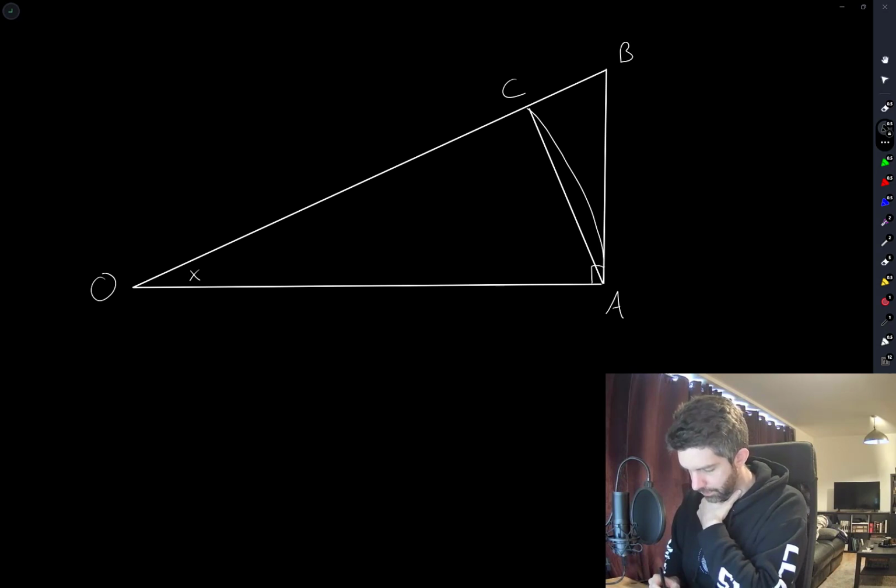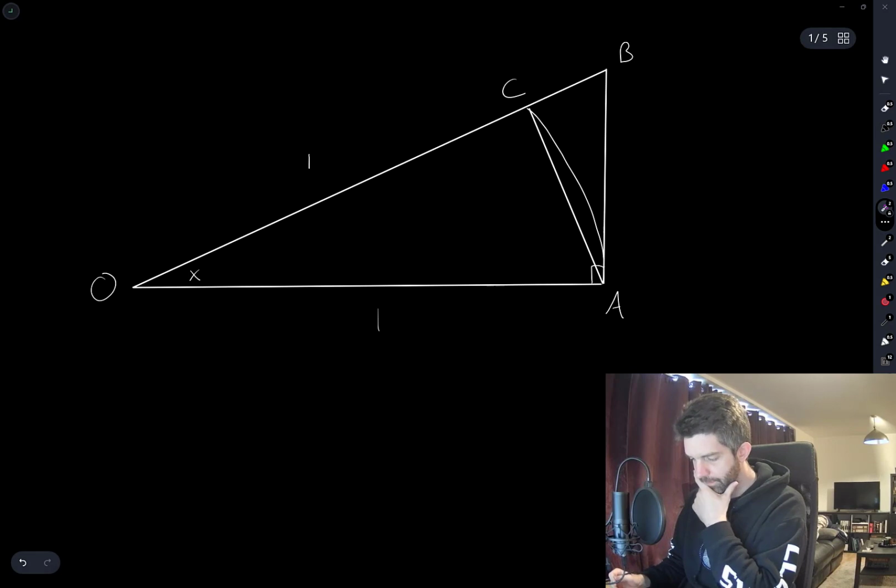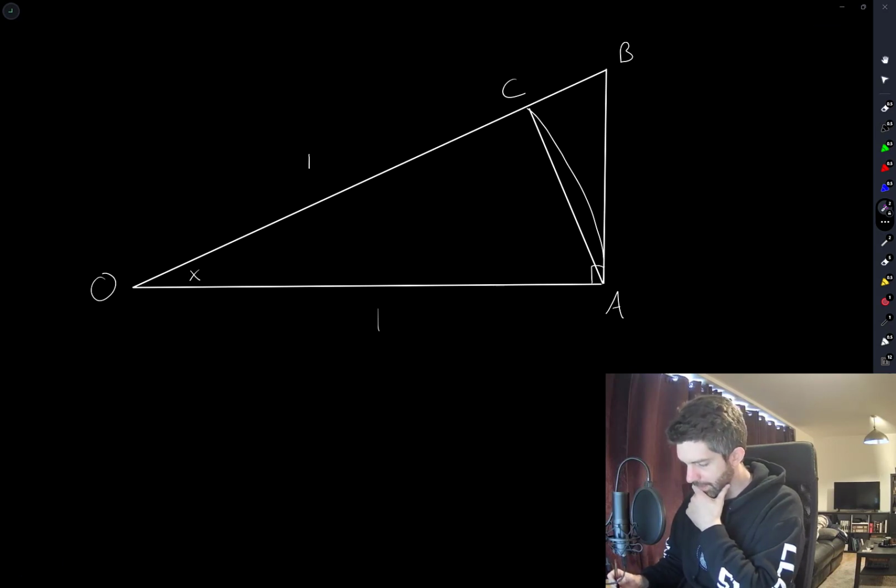So this length is 1. This length is also 1, from O to C. And we want to show x cos x is less than sine x is less than x.